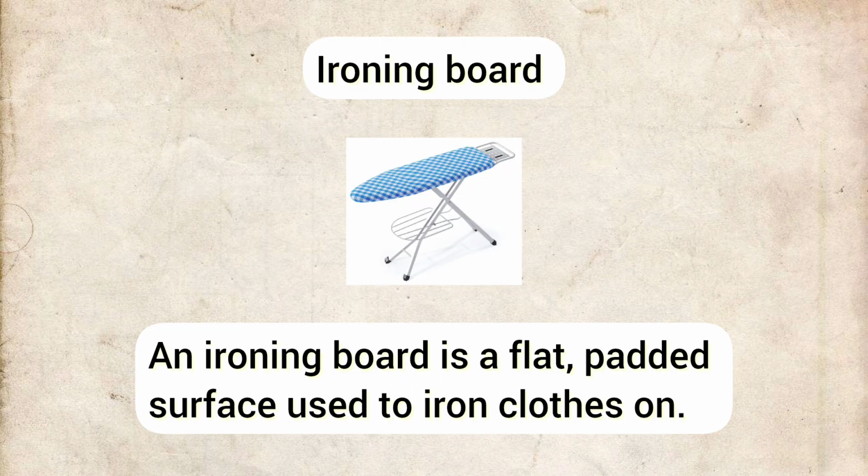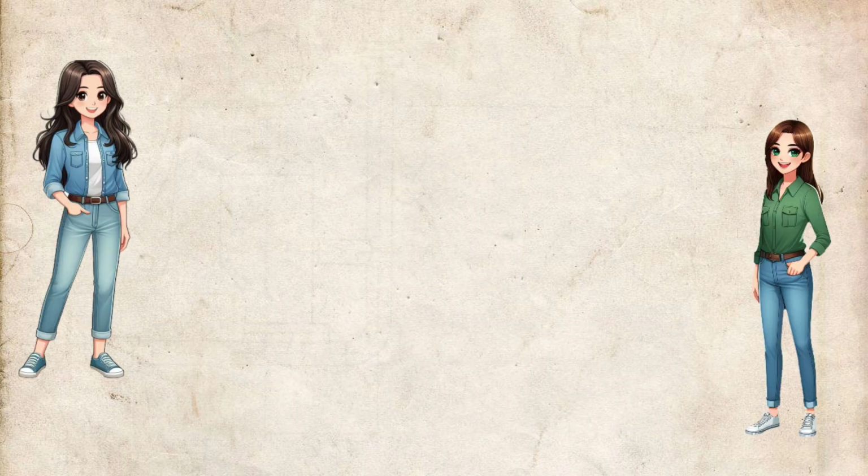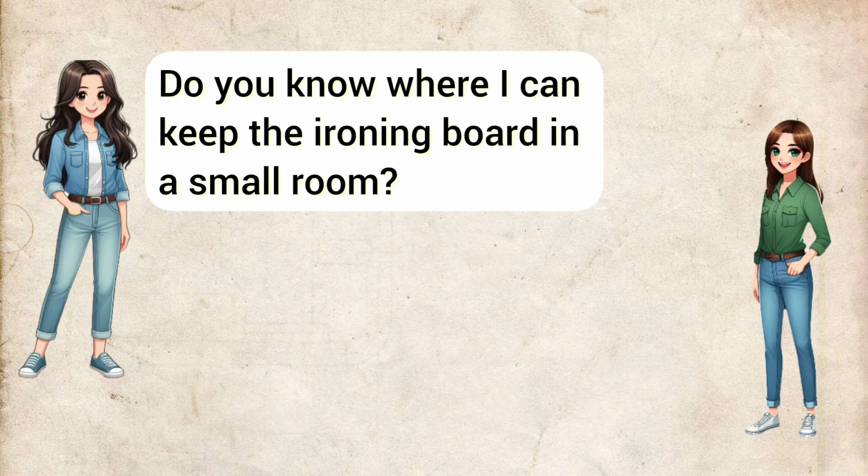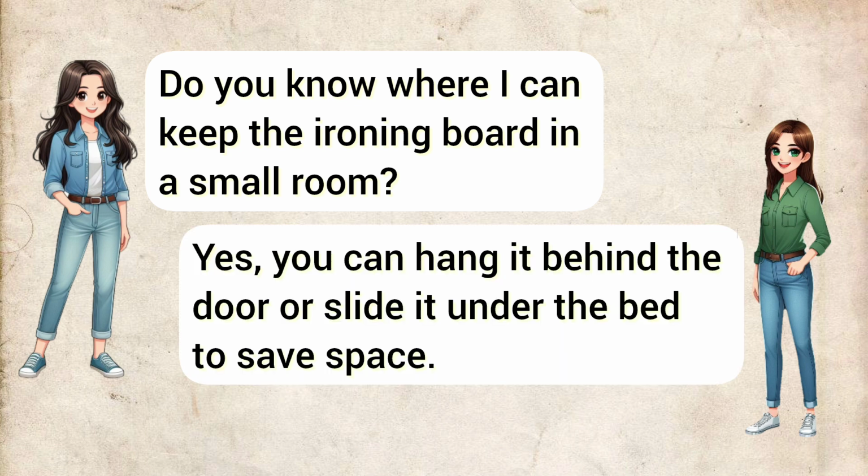Ironing board. An ironing board is a flat, padded surface used to iron clothes on. Do you know where I can keep the ironing board in a small room? Yes, you can hang it behind the door or slide it under the bed to save space.